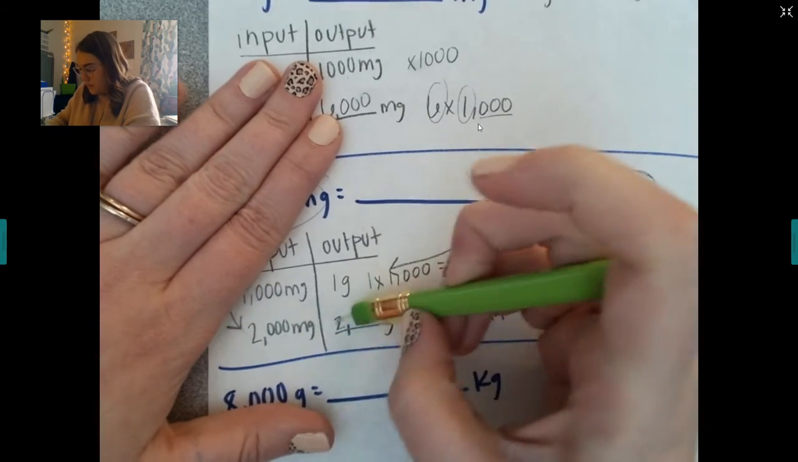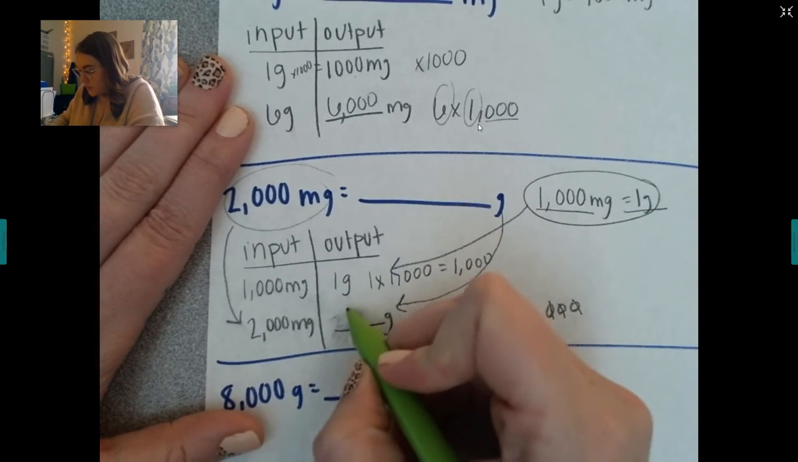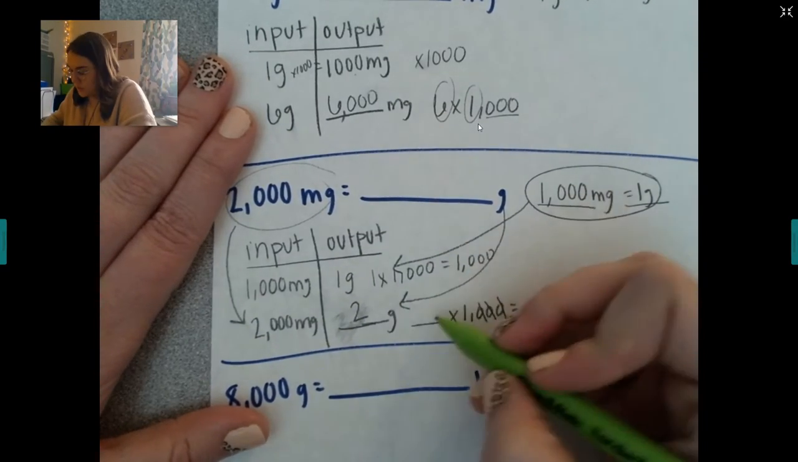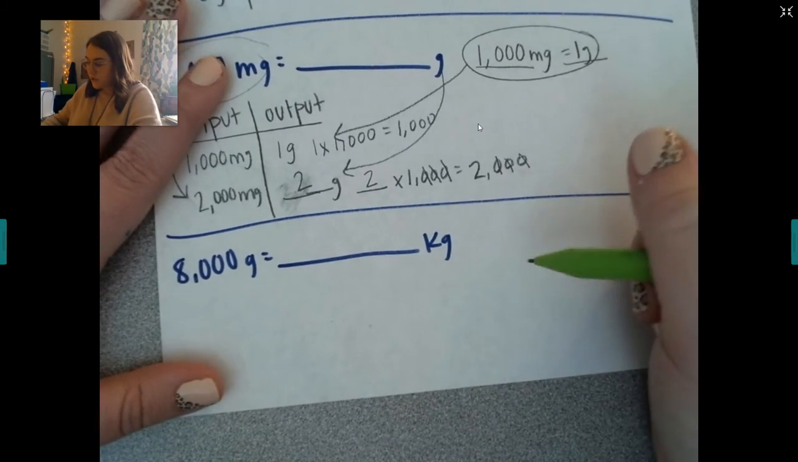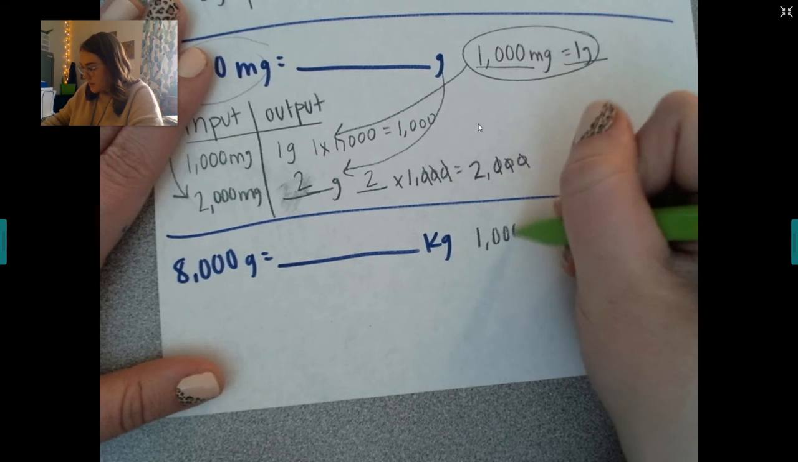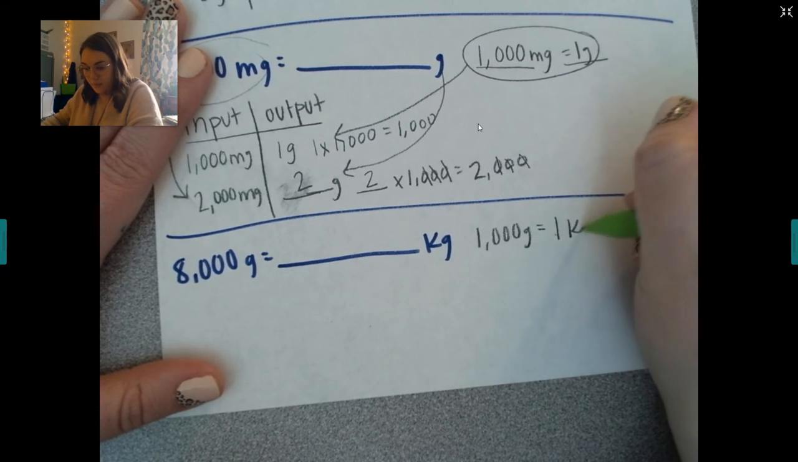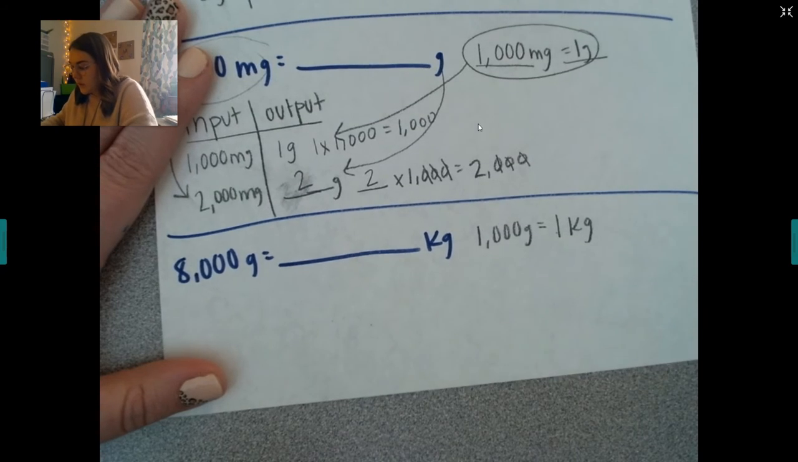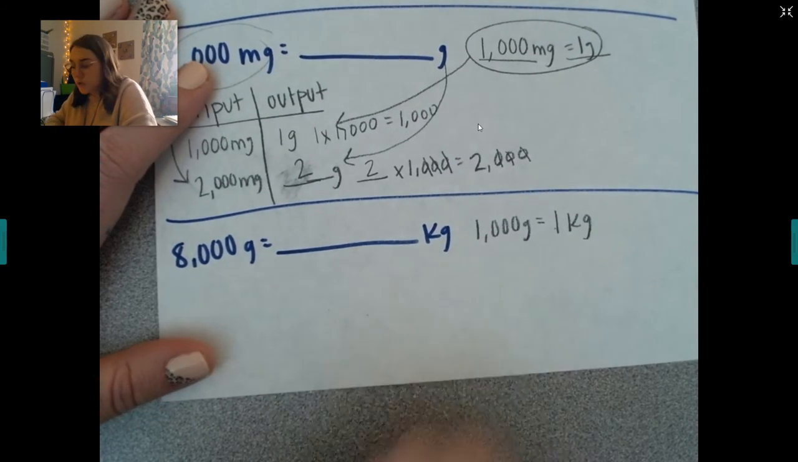Oop, I don't know why I started putting 1,000. Sorry, guys, I'm just getting used to it. So 2 grams. 2. Okay, let me put your conversion over here. 1,000 grams equals 1 kilogram. Go ahead and pause the video and solve this one if you haven't already, and we'll check your answers.